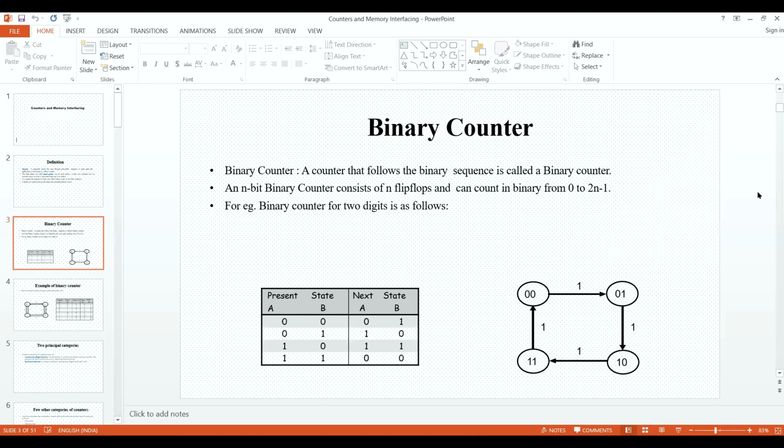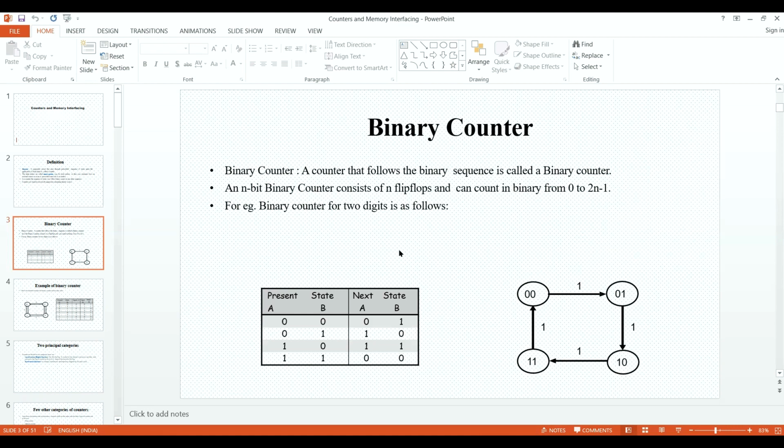You can see that we have two-bit states: 00, and the next state is 01. Similarly, if the state is 01, the next state would be 10. If it is 10, the next state would be 11, and if it is 11, then it would be 00. I hope you understand, this is a clock pulse. Whenever the clock is there, it would shift from 0 to 1 or 1 to 0.